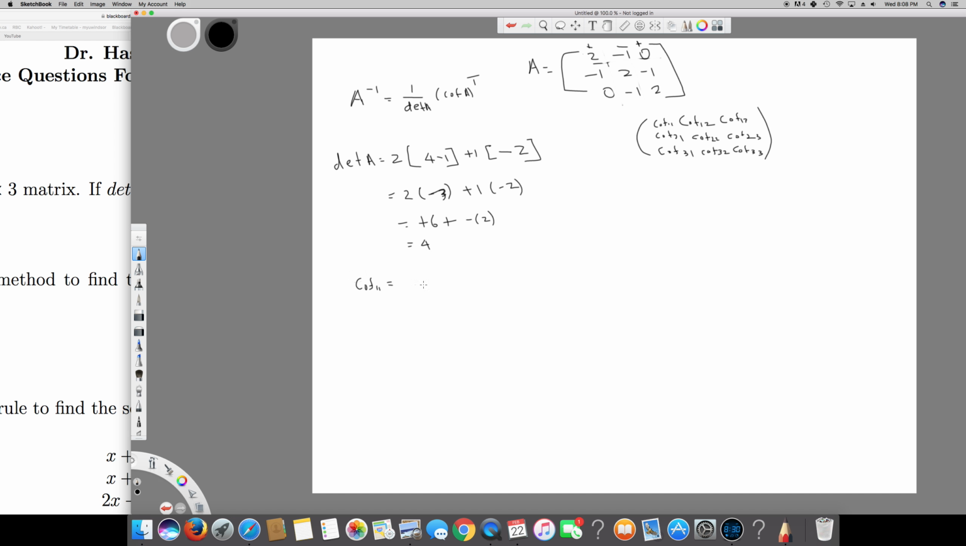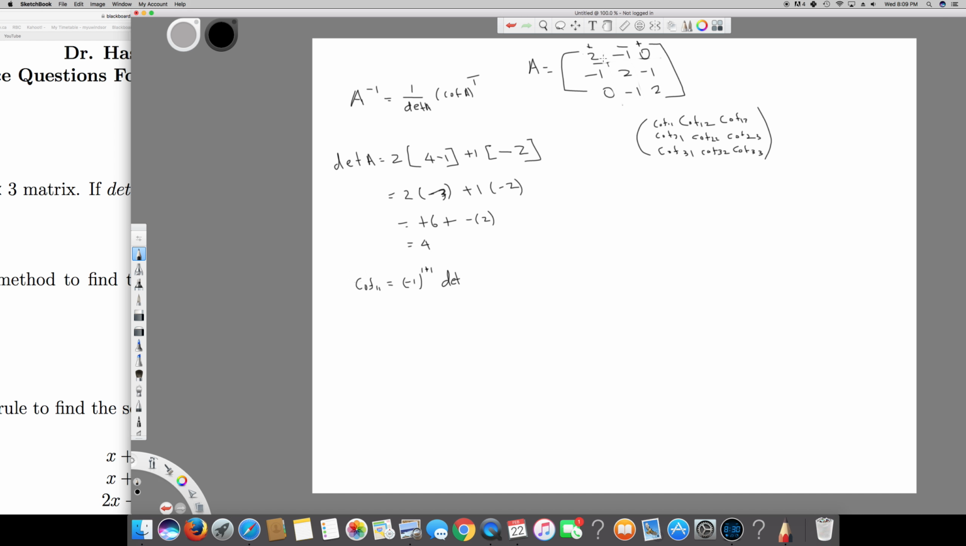What is cofactor 1 1? There's an equation for this: minus 1 to the power of the cofactor index. If you see cofactor 1 1, you just add 1 plus 1. If it's 1 2, you add 1 plus 2, times the determinant of the remaining part, same as we did for the determinant.